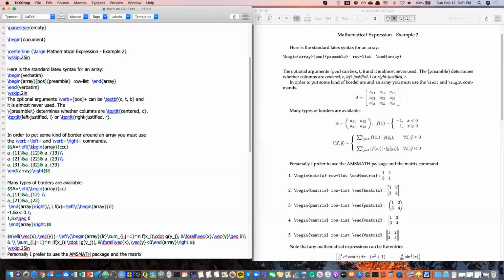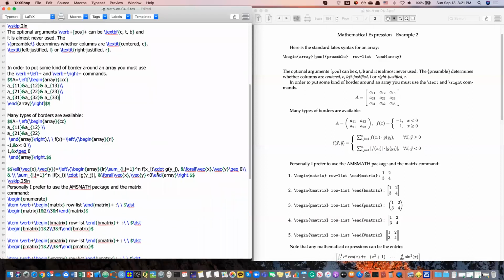Then begin array, and then ccc. That means each column, here c is the justification of each column. C is center, so the justification of the first column is center, the second column is center, the third column is center. And then a sub 11, a sub 12, a sub 13. Here the ampersand separates the columns, and the double backslash separates the rows of the matrix, right?